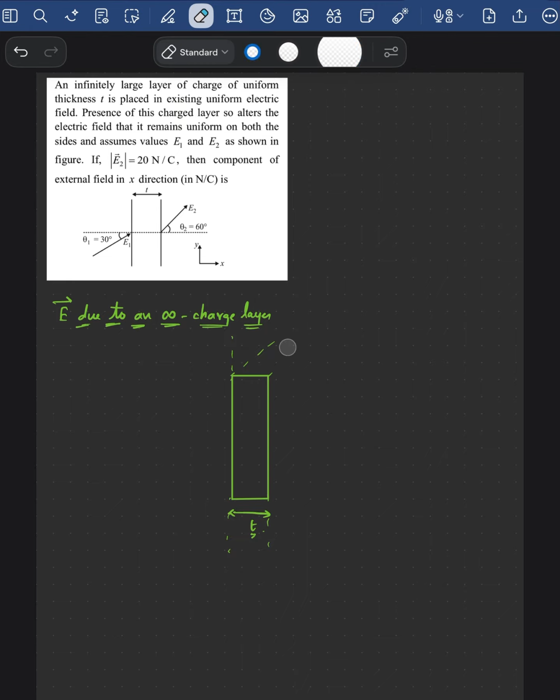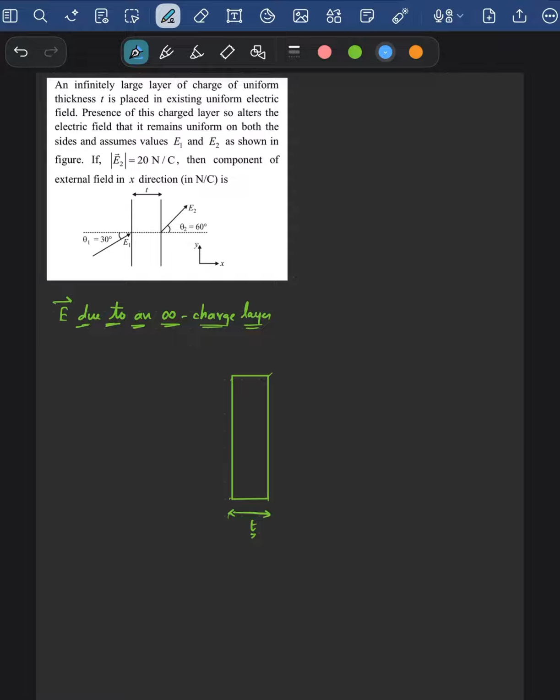Now we'll be calculating the field due to this infinite charge layer. Even though we only need the field outside here, let's derive both formulas. We'll derive the formula for field outside as well as inside this infinite charge layer, and the way we derive this is by making use of Gauss law. Let's say I need to calculate the electric field at a point P, located r distance away from the axis, where r is less than T by 2, which means it's located inside this infinite charge layer.